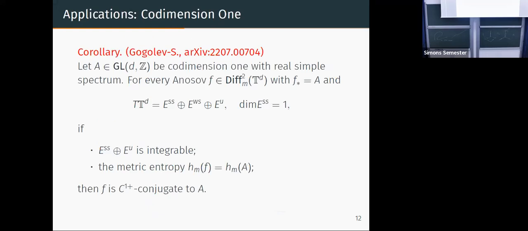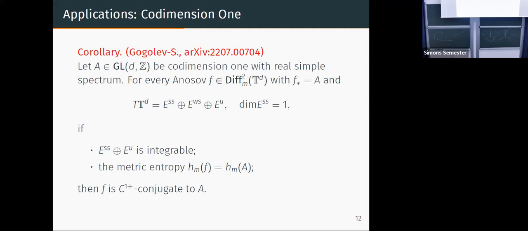Right now, we can have a corollary. In codimension one, that means my unstable is one dimensional, and all the eigenvalues of A are real. And since you are codimension one, you are automatically irreducible, and actually any iteration is also irreducible. And this tells you, okay, for any F, which is what you're preserving.